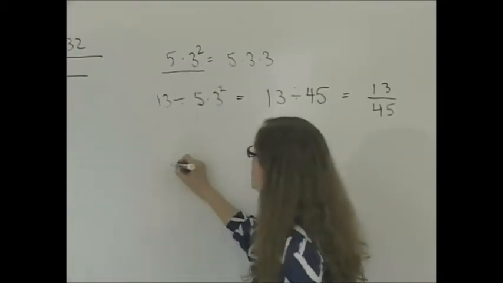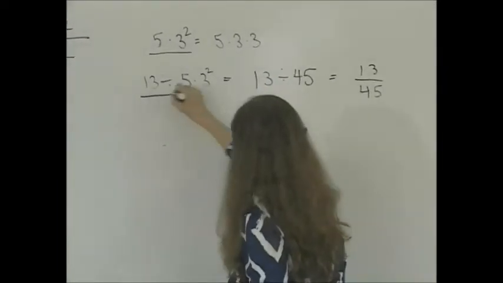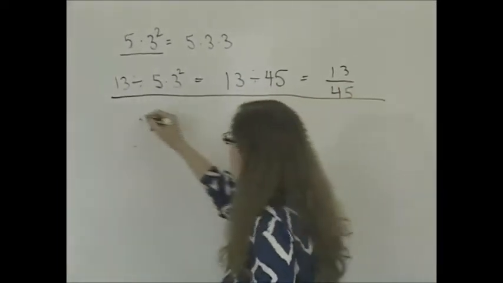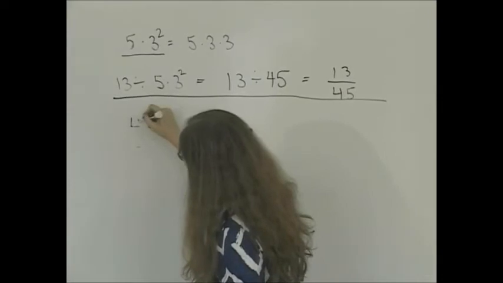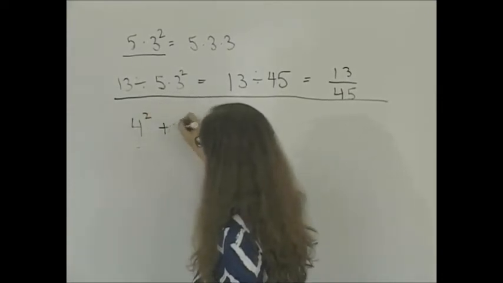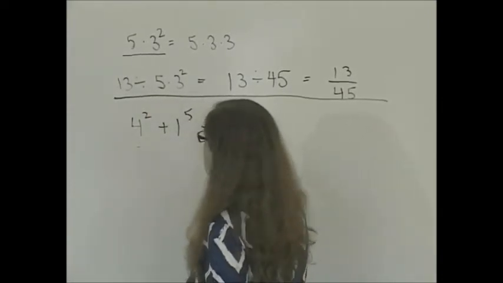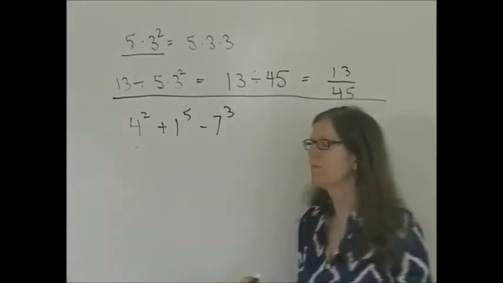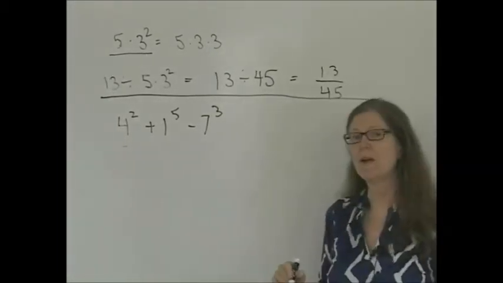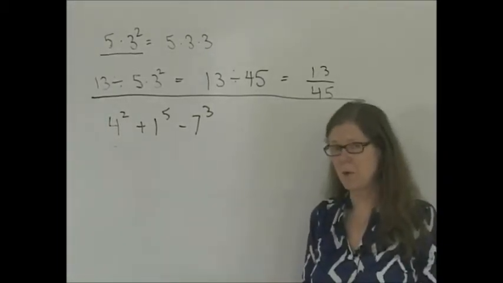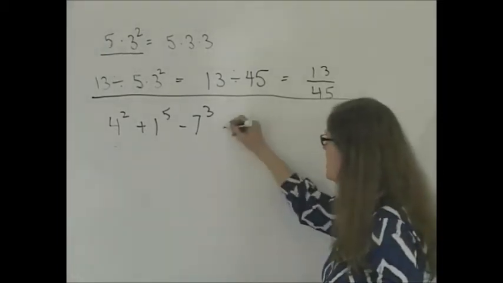4 squared, or 4 times 4, or a new problem here. 4 squared plus 1 to the 5th minus 7 to the 3rd. All right, what's 4 squared? That means 4 times 4, and that's equal to 16, right?